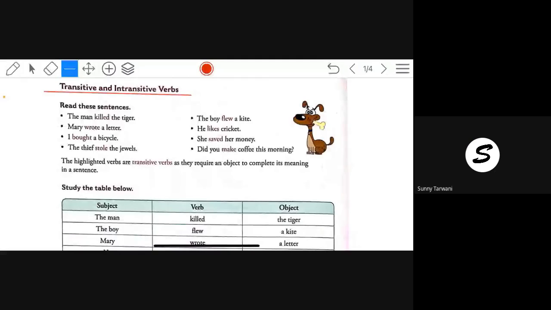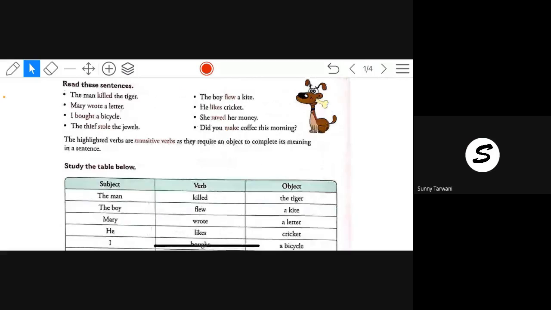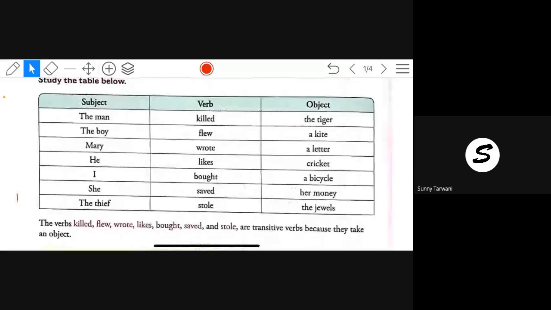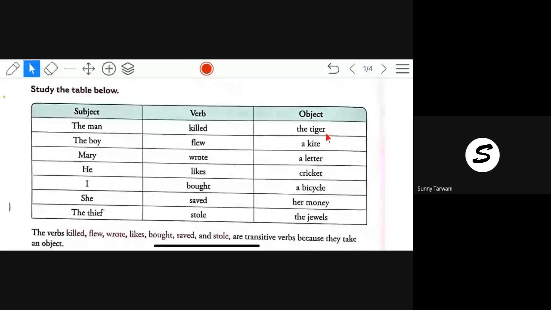So now we'll not read because we saw many examples. Just read these sentences, not aloud to me, but go through them. All these are transitive. See, the verbs are highlighted, and all are transitive because every object is there. For example, the boy flew what? A kite. So all these sentences are given in the table. The man killed what? The tiger. The boy flew what? A kite. The thief stole what? The jewels. So objects are given. So all these verbs are called which type of verbs?